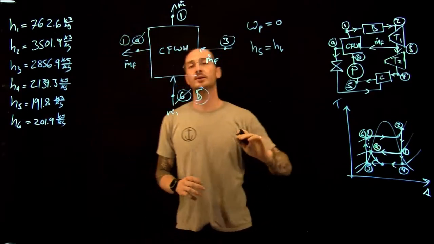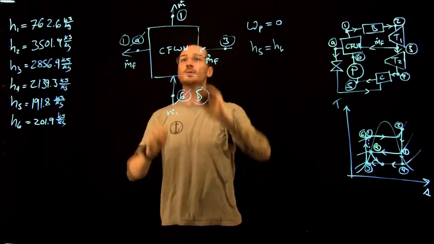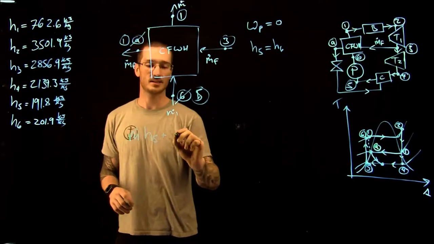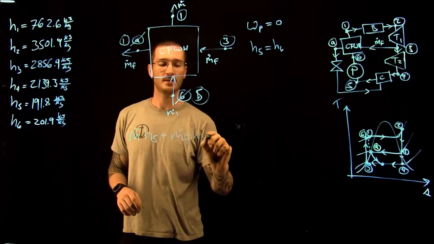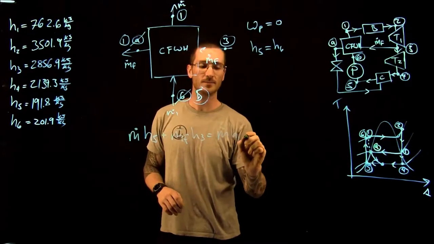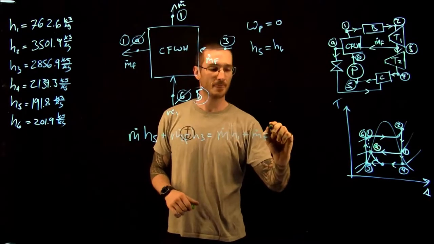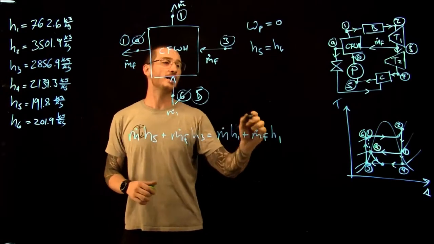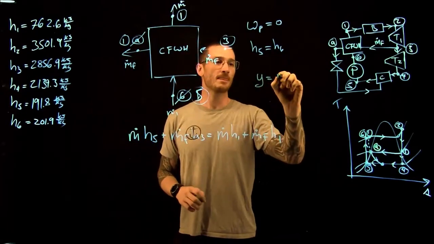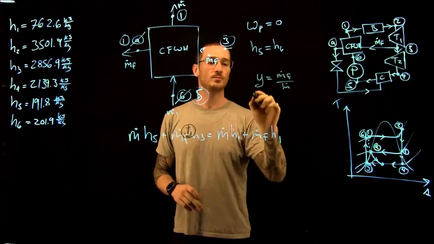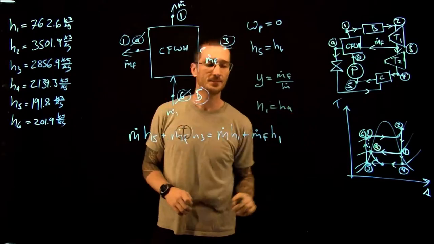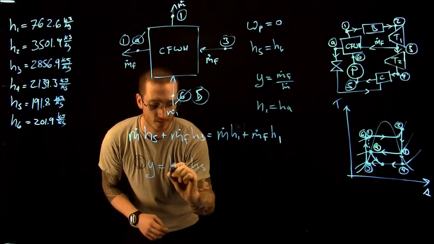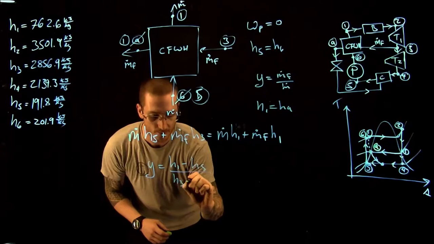Now, what we're also going to be looking at is we're going to be saying that the energy coming into the system is equal to the energy going out of the system. So we get m dot H5 plus m dot f H3 is equal to m dot H1 plus m dot f H1. If we do a bit of algebraic manipulations, remembering that y is equal to m dot f over m dot, and we also said that h1 is equal to hA, we can rearrange and find that y is equal to H1 minus H5 divided by H3 minus H1.